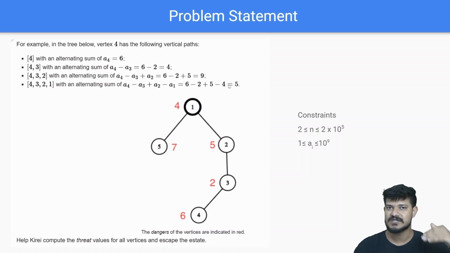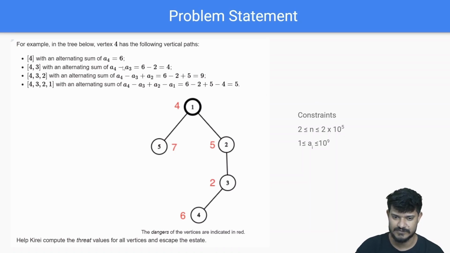So starting from that node, you can take any prefix, and whenever you take a prefix, you have to add or subtract the values alternately, starting from the positive value. And out of all the possible prefixes, you have to take the maximum value. So if you take only 4, it is 6, 4 3 is 4, 4 3 2 is 9, 4 3 2 1 is 5. Clearly 9 is the maximum value, so that will be the threat value of node 4.